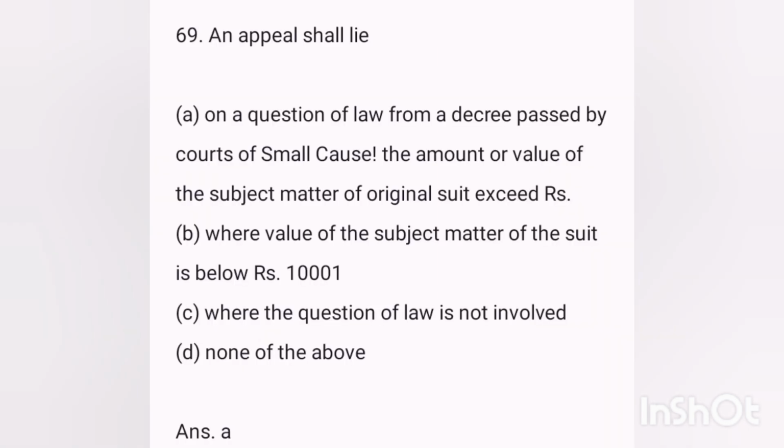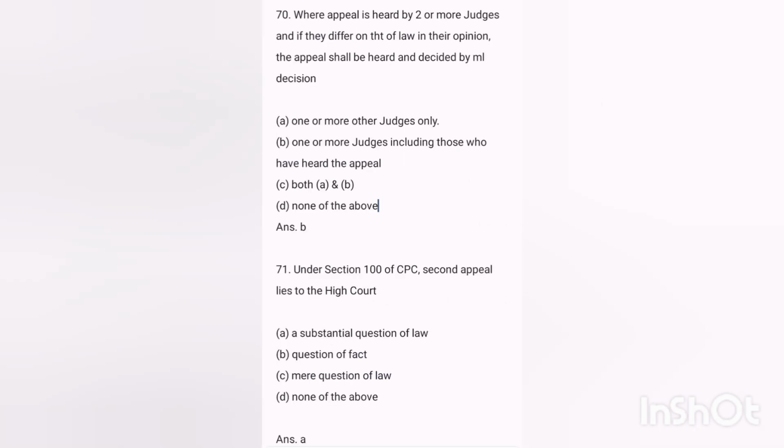Next, an appeal shall lie. Answer was A, on a question of law from a decree passed by the court of small causes where the amount or value of the subject matter of the original suit exceeds rupees. Next, where an appeal is heard by two or more judges, and if they differ on a point of law in their opinion, the appeal shall be heard and decided by. Answer was B. One or more judges, including those who have heard the appeal.